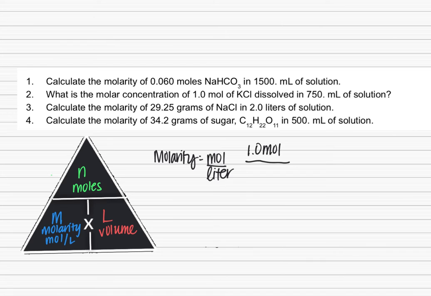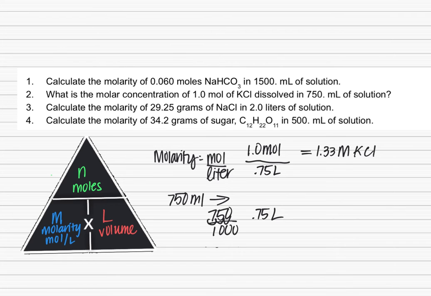And then our volume over here is 750 milliliters. And to change that to liters, which it has to be in to calculate molarity, we're going to take 750 and divide it by 1,000. So it's 0.75 liters. Or we can move the decimal place to the left 3 times. Either way, we're going to get 0.75 liters. And if we were to divide 1 mole by 0.75 liters, our answer is going to be 1.33 molar. So we would say we have a 1.33 molar solution of potassium chloride, or our molarity is 1.33.